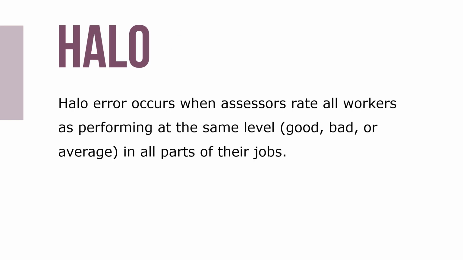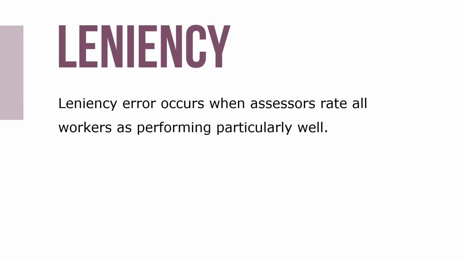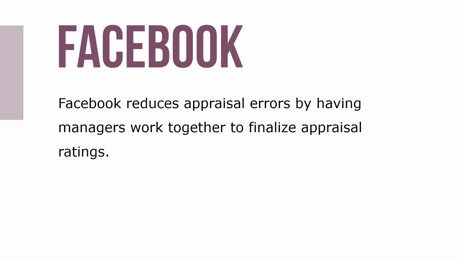Halo error occurs when assessors rate all workers as performing at the same level, good, bad, or average, in all parts of their jobs. Leniency error occurs when assessors rate all workers as performing particularly well. One of the reasons managers make these errors is that they often don't spend enough time gathering or reviewing performance data. Facebook reduces appraisal errors by having managers work together to finalize performance ratings.